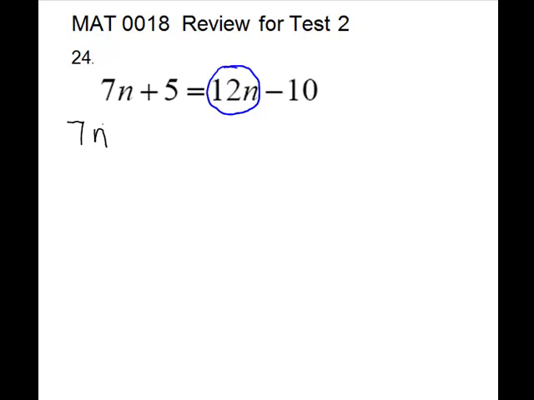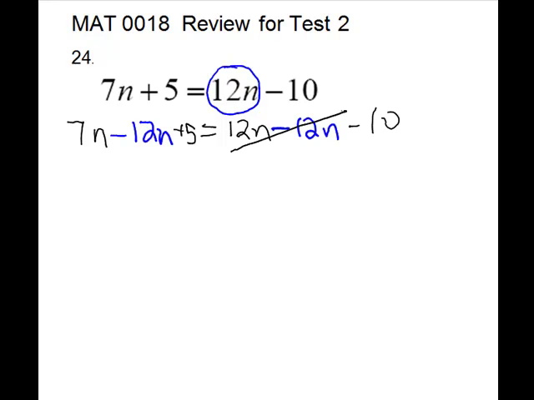So I'm going to bring down what I have, and then I will subtract 12n. And I will also subtract it on the other side. On the right-hand side, it will cancel. That was our plan. On the left-hand side, you will have like terms. They are different signs, so they're going to subtract. Sign of the larger, keep your variable. And now you have a two-step equation to solve.